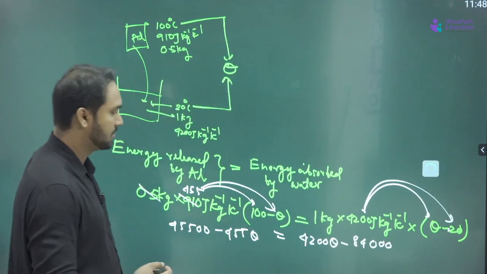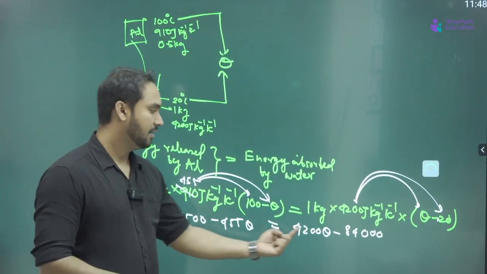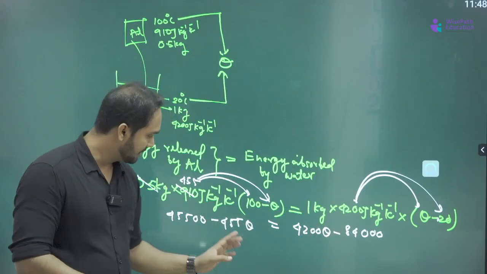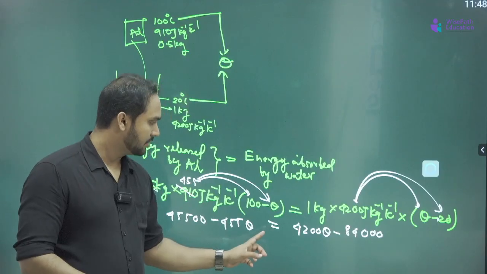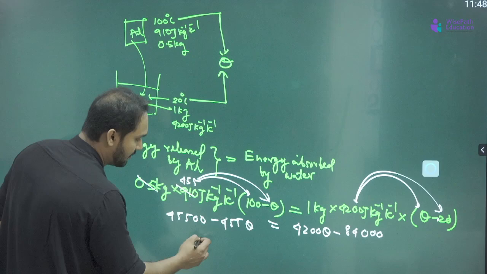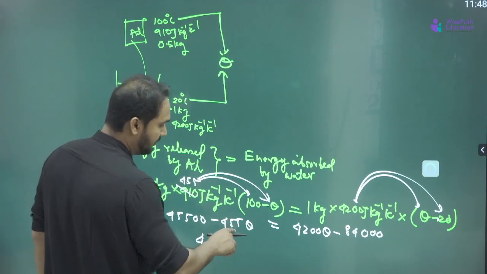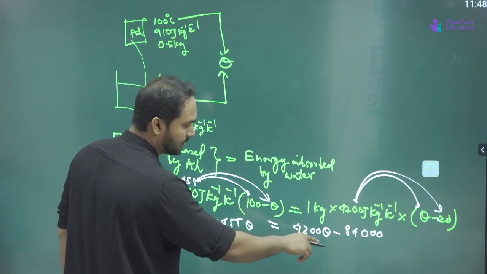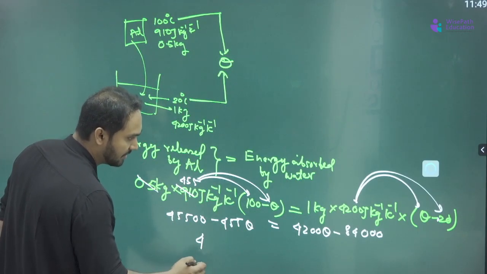So 84,000. Now what did you do? You should simplify the theta values separately and the other values separately. So take the theta values to one side. Now taking this minus theta to the other side will make it a plus. So 4200 plus 455, that will be how much? You are adding 455 to 4200, that will be 4655, isn't it?